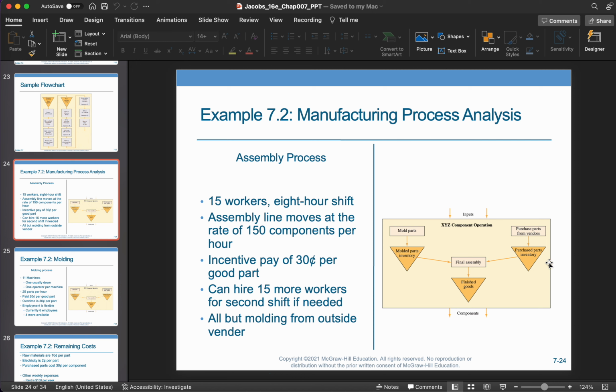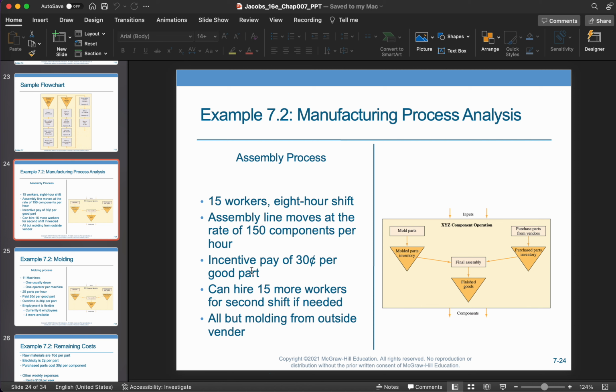Now, we will assume that any inventory that we need from the outside, we will always get. So there is no dearth of inventory for parts purchased from outside vendors. The bottleneck is mainly from the molding, and of course the assembly also, right? So here is data about the assembly process. For the assembly process, you have 15 workers working 8-hour shifts. The assembly line moves at the rate of 150 components per hour. So that's how many they can make.